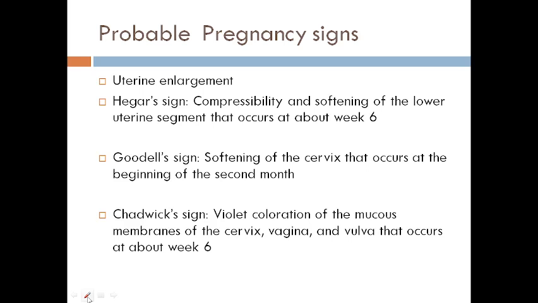Then coming to probable pregnancy signs. First is uterine enlargement. Three signs mainly: Hegar's sign, Goodell sign and Chadwick sign.